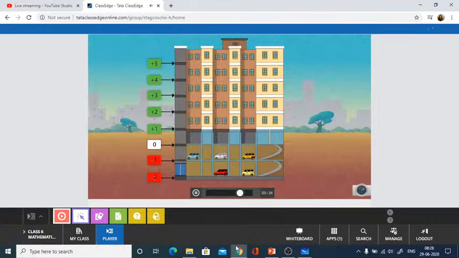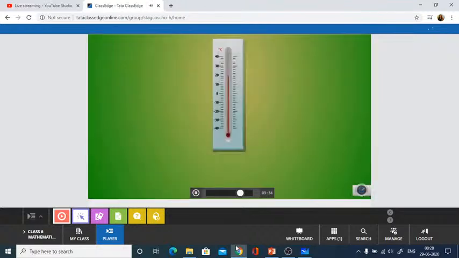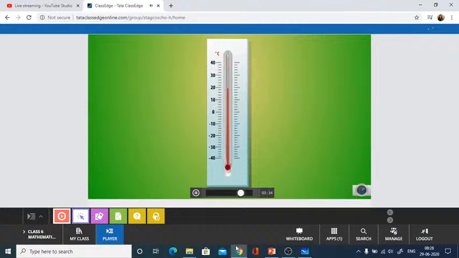Let's consider the next example. You may have seen a thermometer in your school laboratory. Have you observed the markings on the thermometer closely? The markings show positive as well as negative numbers. The numbers above 0 are considered positive, while the numbers below 0 are considered negative.